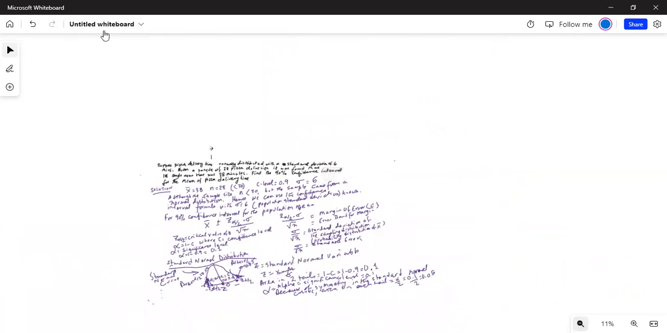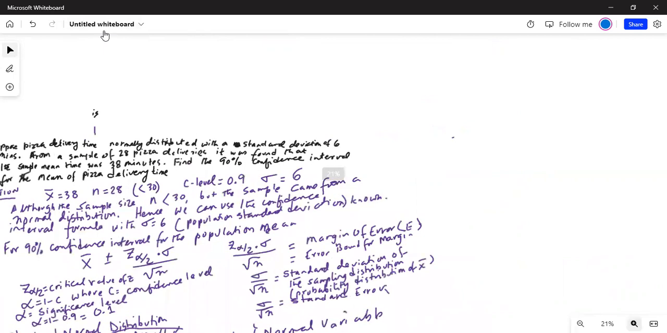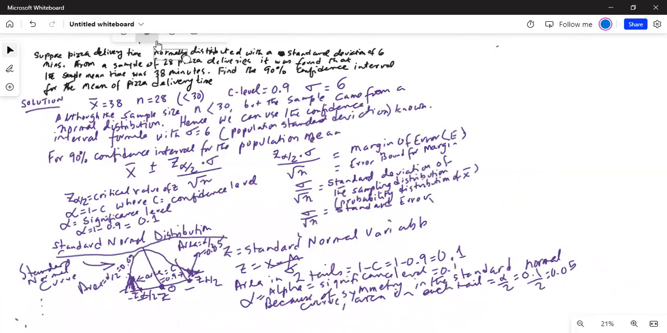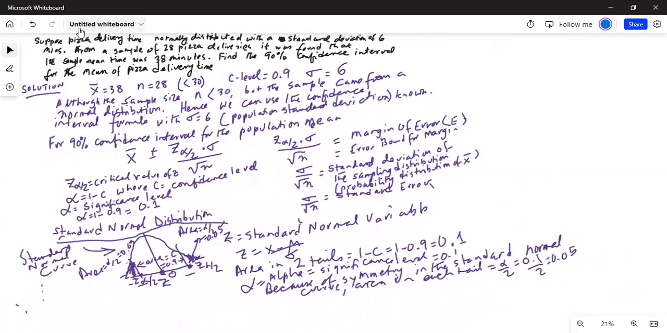Okay, a little bit bigger. Okay, and I'll get rid of these margins. Maybe, yeah. Okay, so we know the area in the left tail is 0.05, and we need to find the critical value of z. The critical value of z in the left tail is minus z alpha by 2. How to find it?